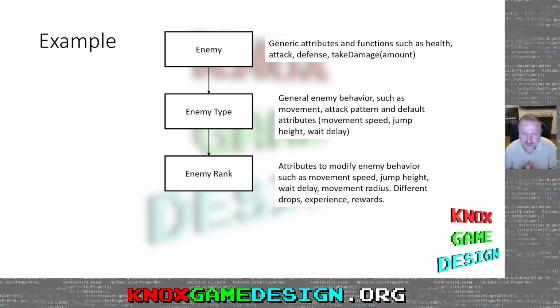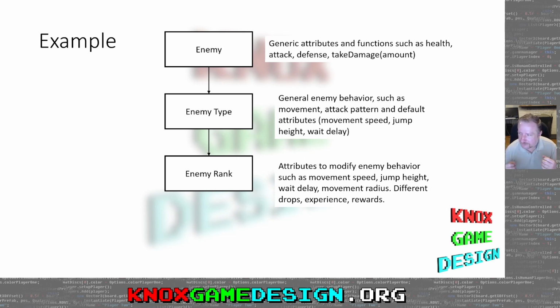So then you can have an enemy type. I'll show a few examples that I came up with, but you can have an overarching type of enemy, the behaviors, how that enemy acts, moves, the AI, things like that. That's what I put here. Attack pattern, default attributes, like the default movement speed, jump height, weight delay. And then I have what's called an enemy rank.